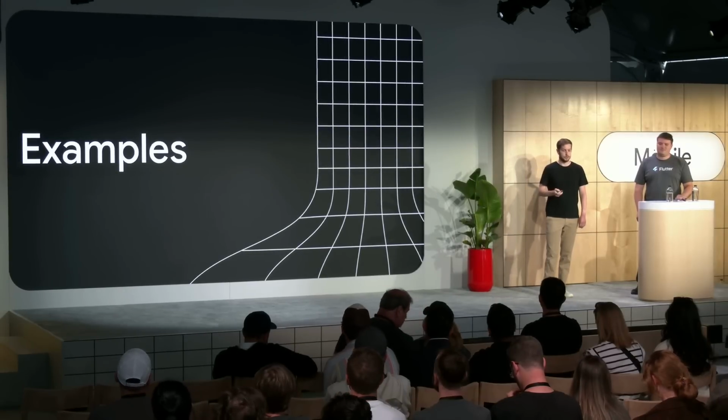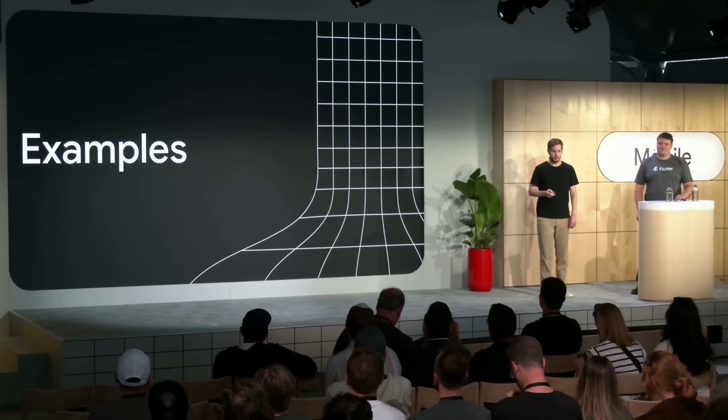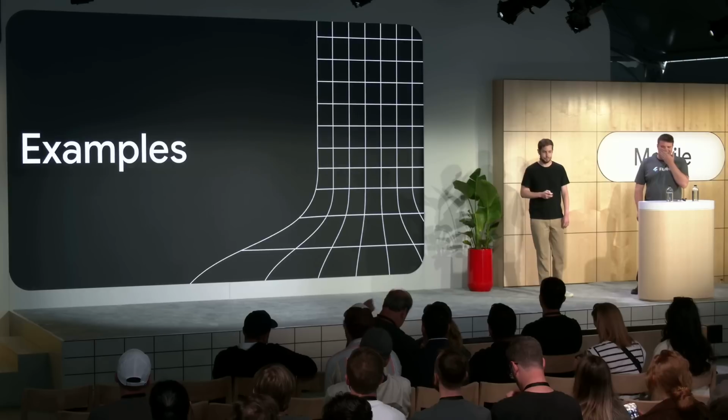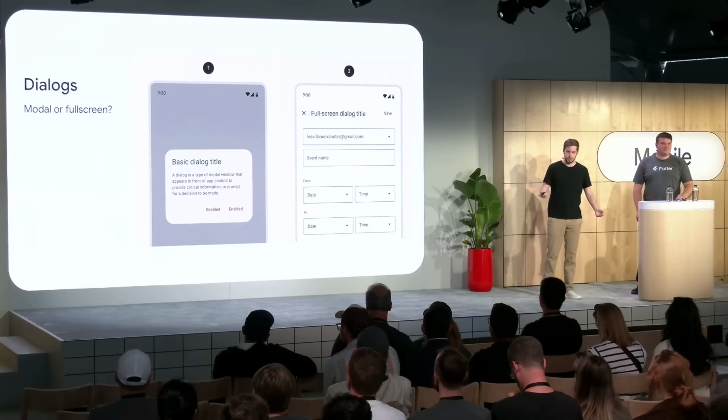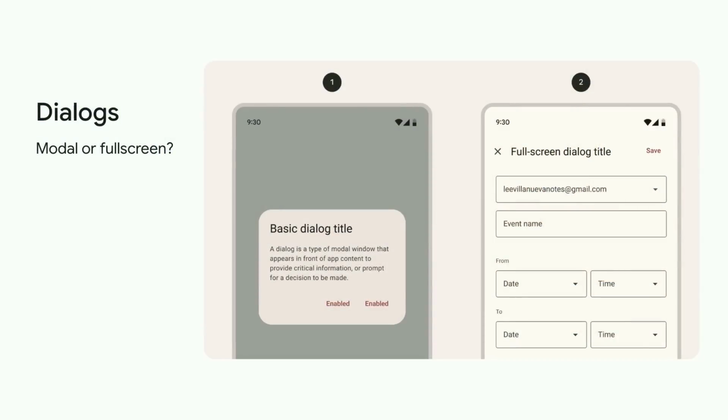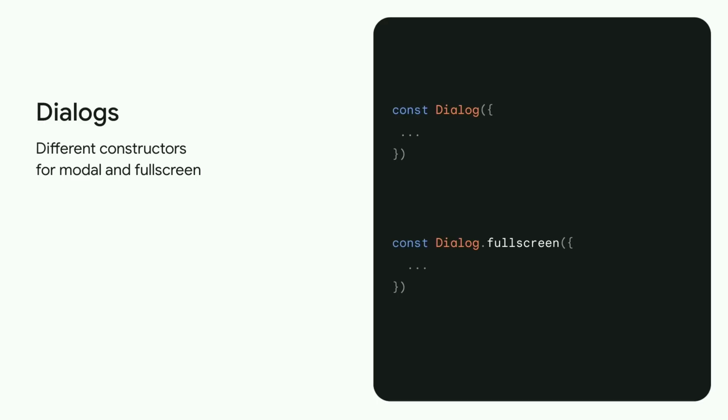So now that we have the tools for figuring out the size of our rendering area, let's jump into those examples. First off, dialogues. So for this example, let's imagine you have some sort of content that you want to show as a full screen experience on smaller devices and as a modal on larger screens. Flutter has a dialog class with two helpful constructors. One default one that will create a modal dialog, and another called dialog.fullscreen that will take up the entire screen.